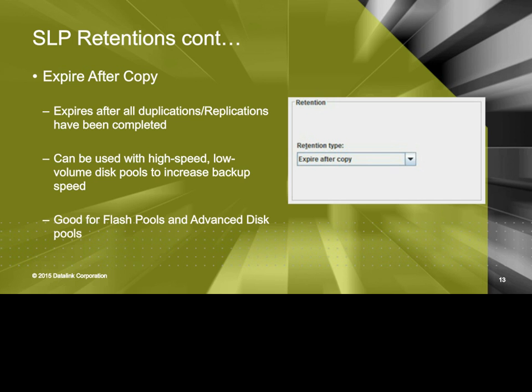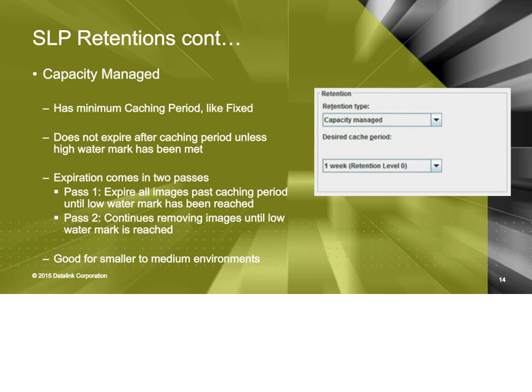The third type is called capacity managed. And this one is a little more complicated. It's actually come from multiple different iterations of NetBackup. And it's got a long history, but it's one that is almost never seen anymore for a couple of reasons we'll get into in a minute.